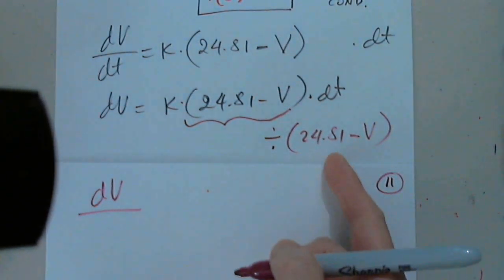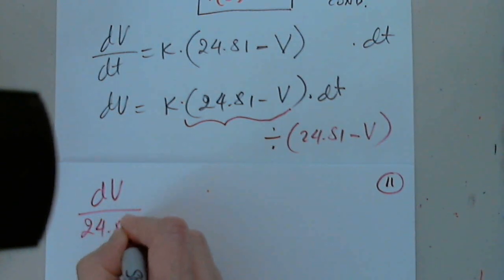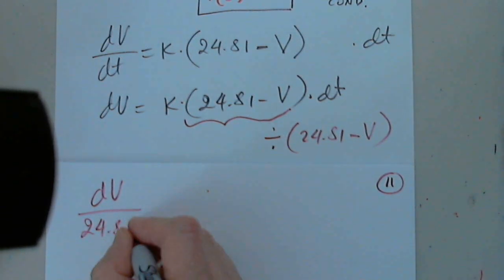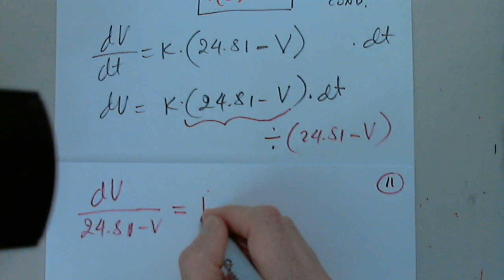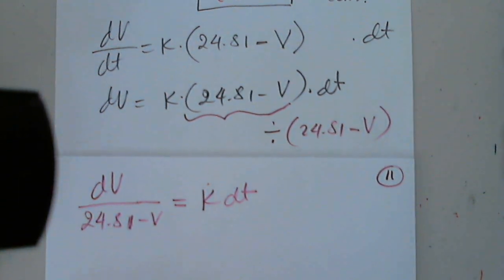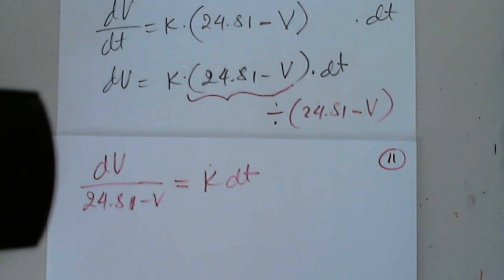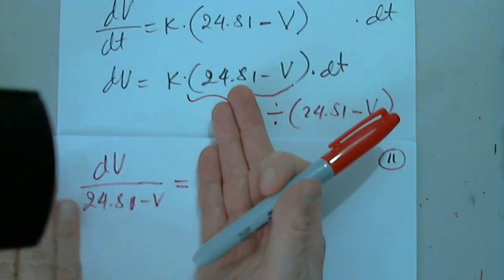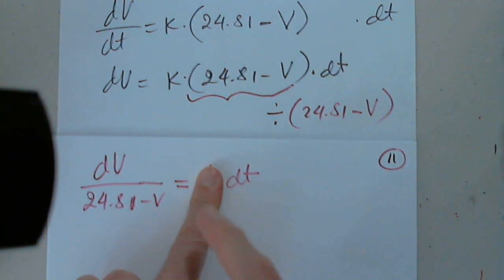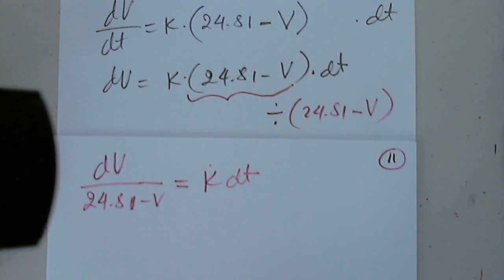So dv over (24.81 minus v) equals k dt. Yes, they are finally separated. V is alone on one side, t is alone on the other. This is not of our concern, just a number. Because they are completely separated, what is our next step?